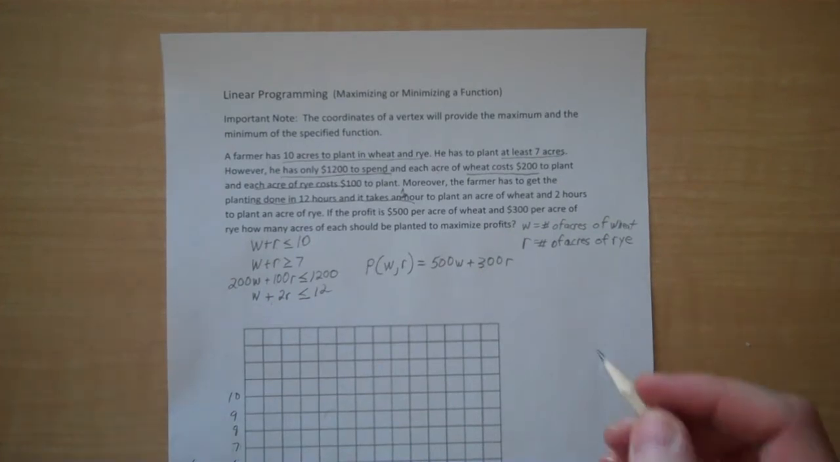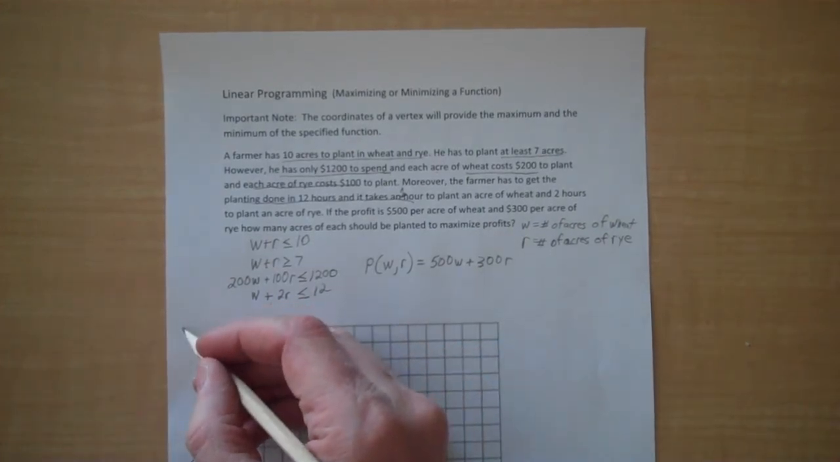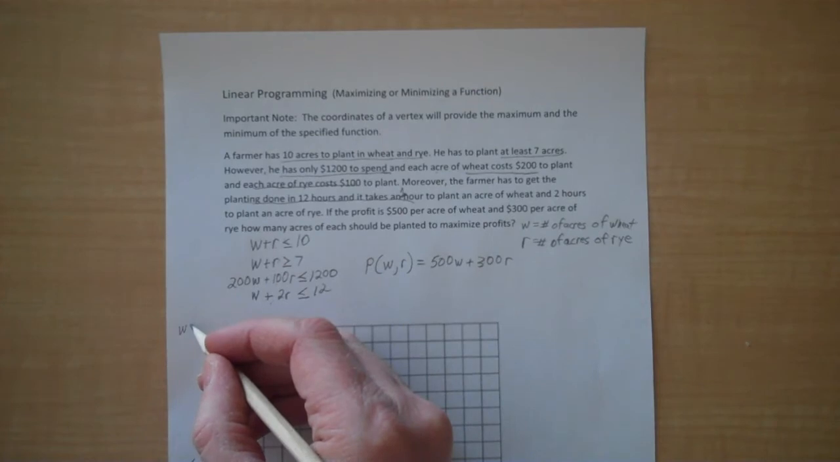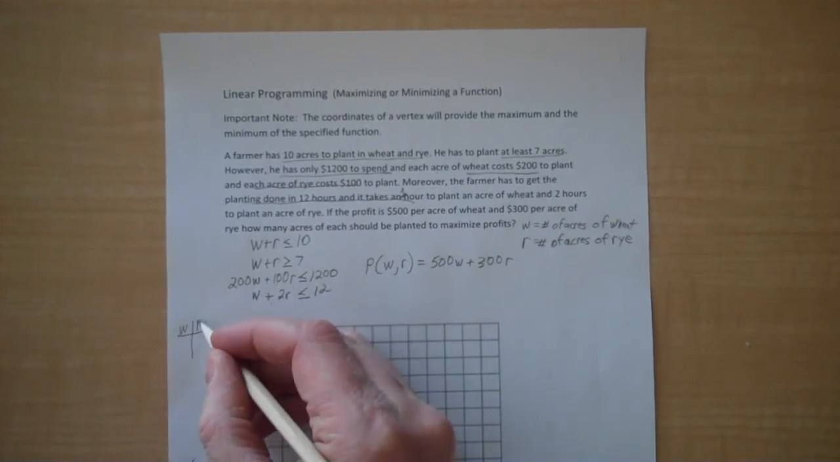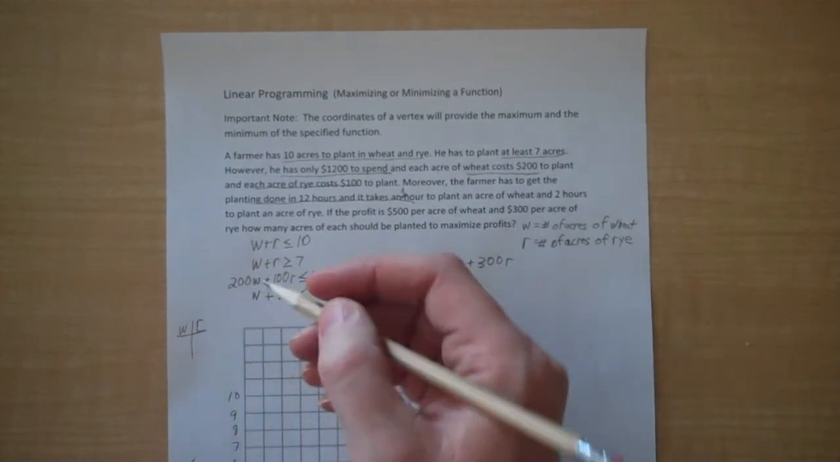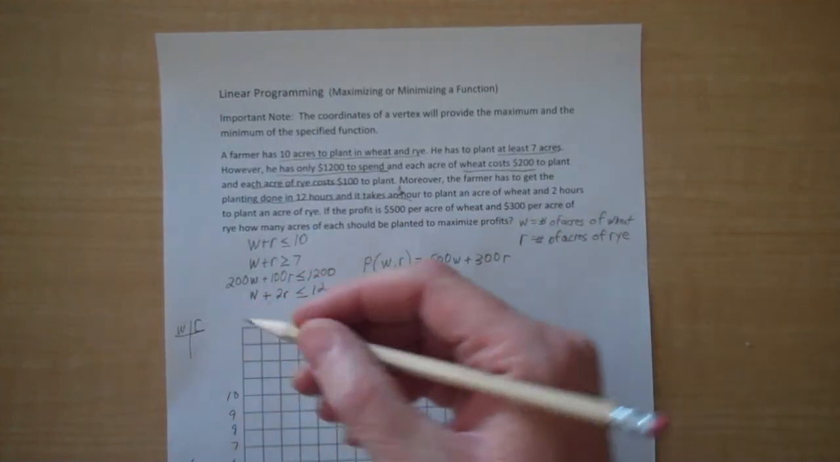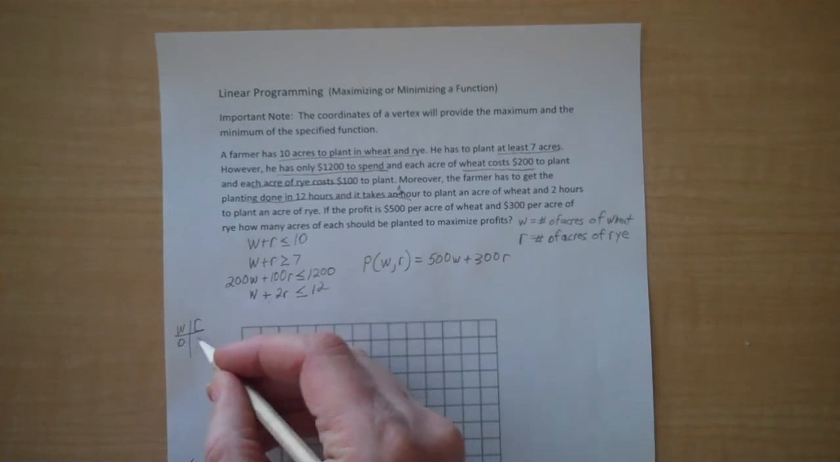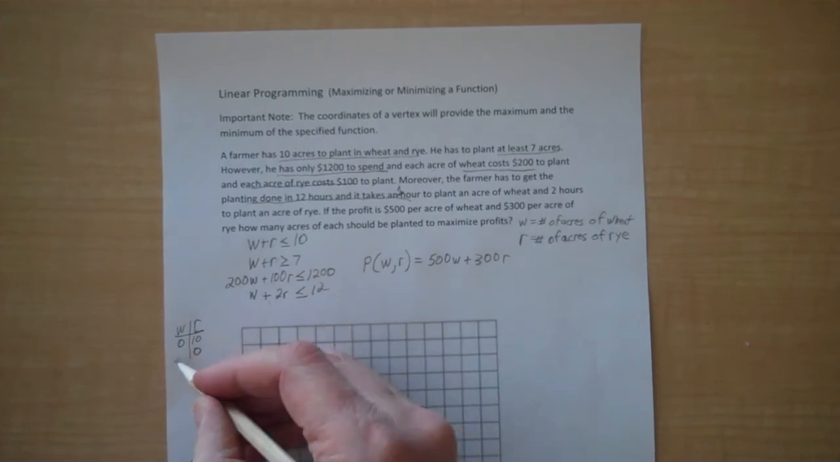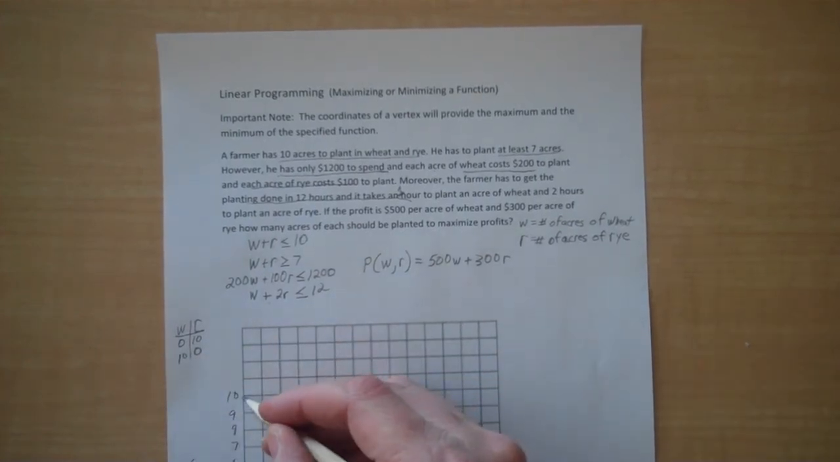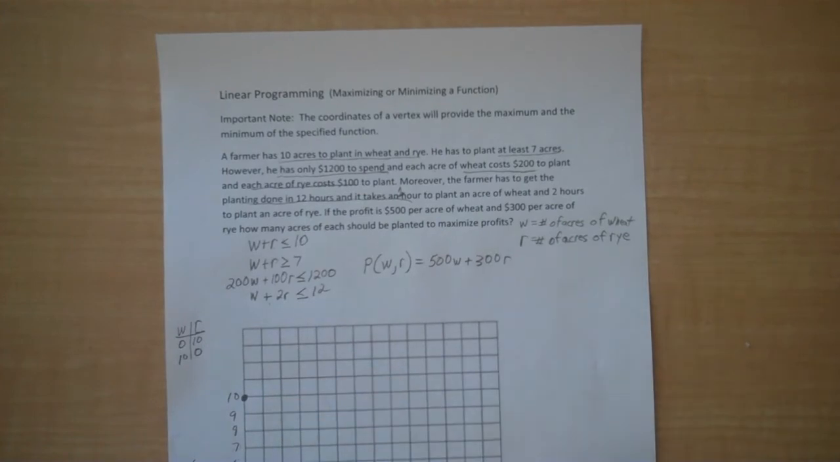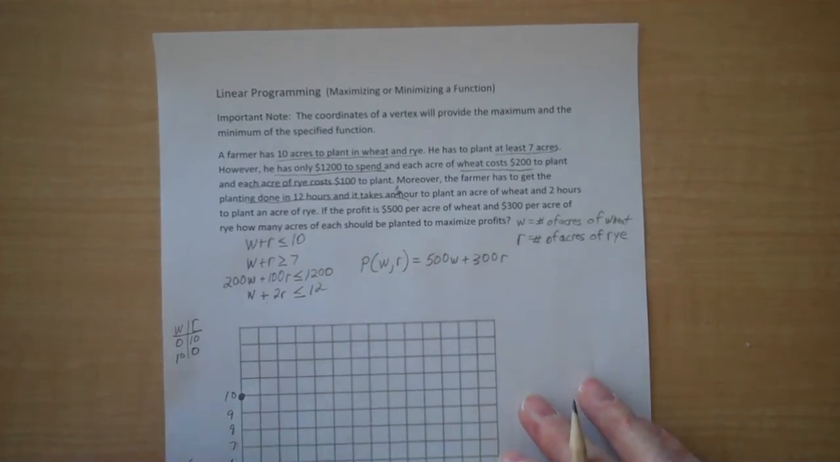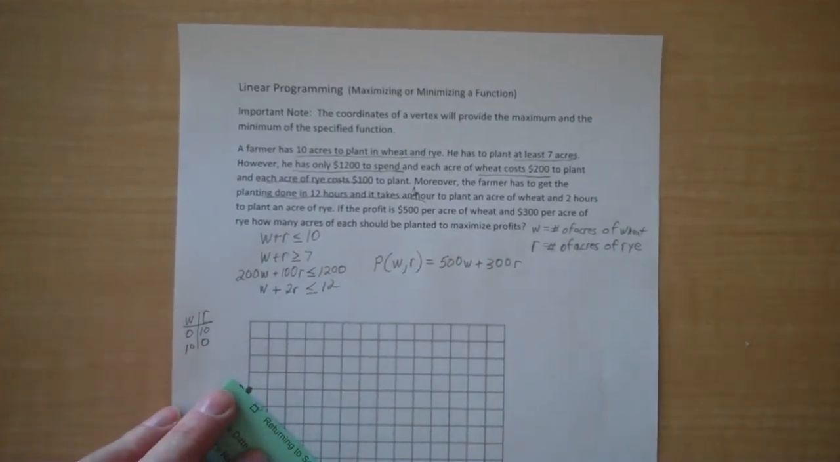It is time to graph each inequality individually. And the first one, W plus R is less than or equal to 10. Okay, W plus R equals 10 is the boundary line. If W is 0, if we planted no wheat, we would plant 10 acres of rye. And if we planted no rye, we would plant 10 acres of wheat. So what I want to do is put 0, 10 and 10, 0 on here. And I want to carefully graph that.